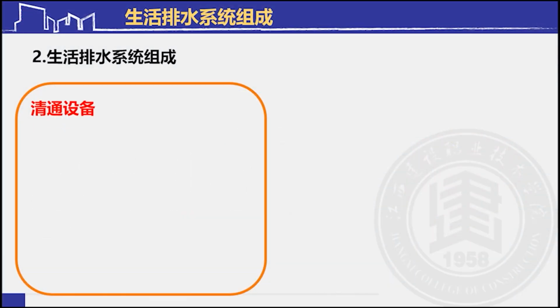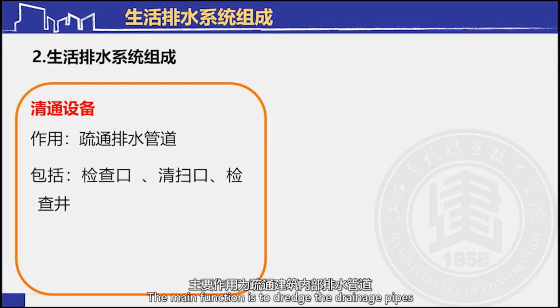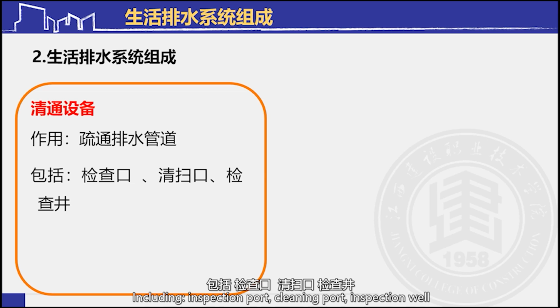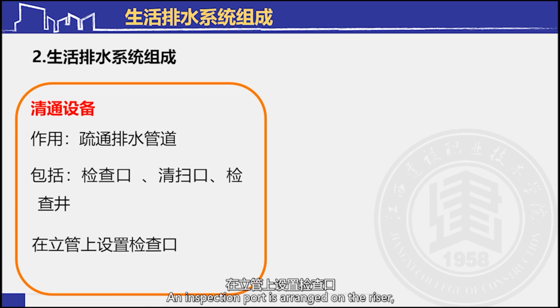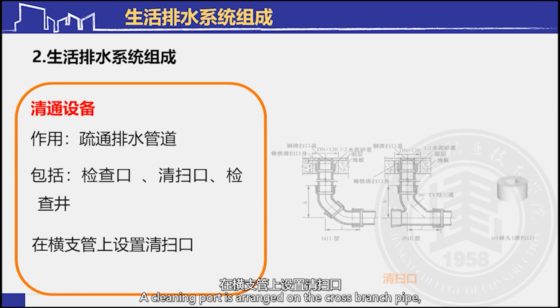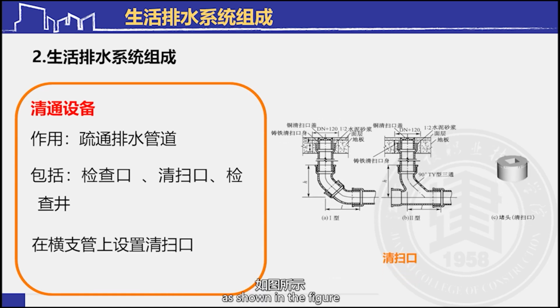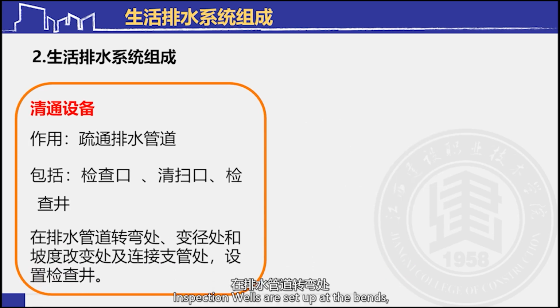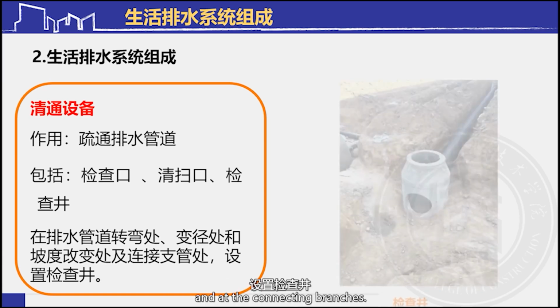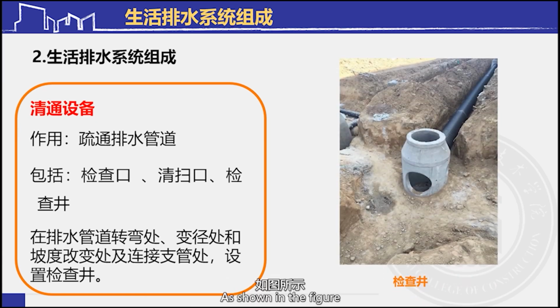Clearing device. The main function is to dredge the drainage pipes inside the building and ensure smooth drainage, including inspection port, cleaning port, and inspection well. An inspection port is arranged on the riser, as shown in the figure. A cleaning port is arranged on the cross-branch pipe, as shown in the figure. Inspection wells are set up at the bends, diameter and slope changes of drainage pipes, and at the connecting branches, as shown in the figure.